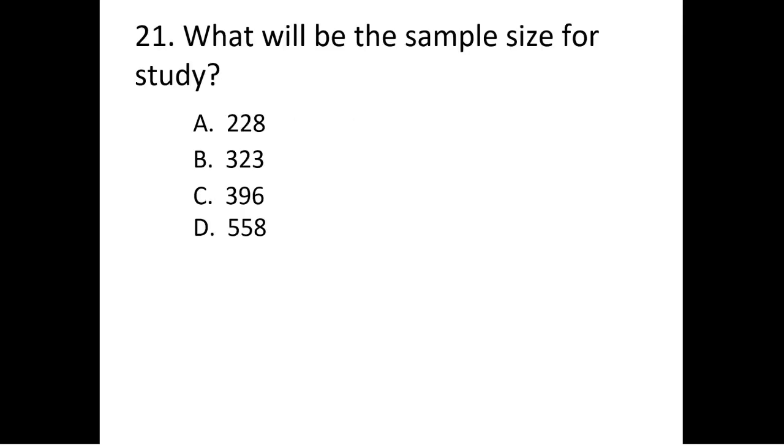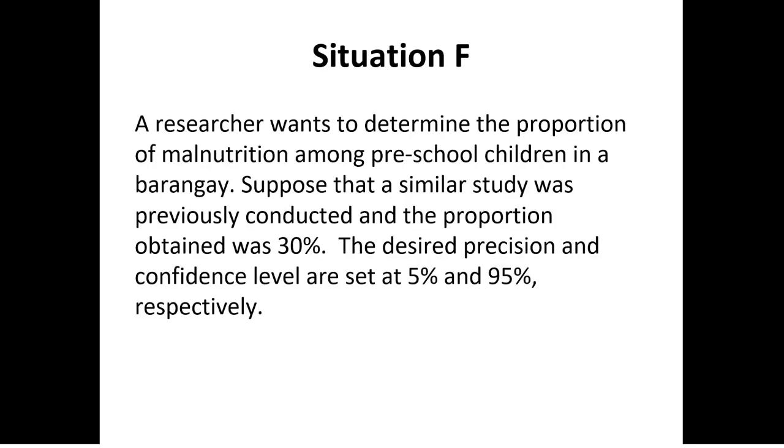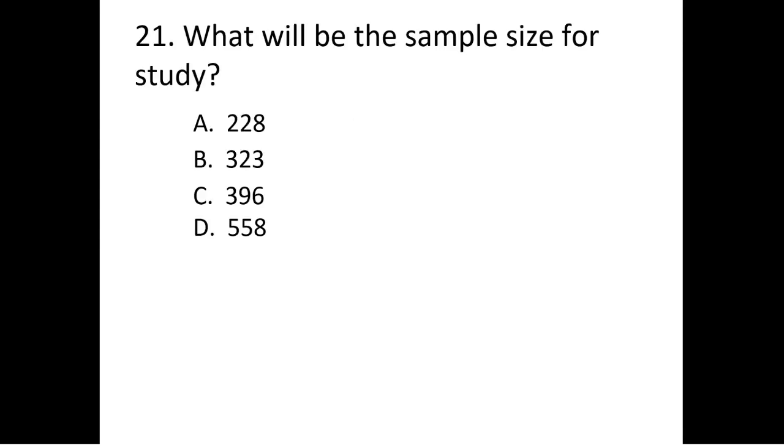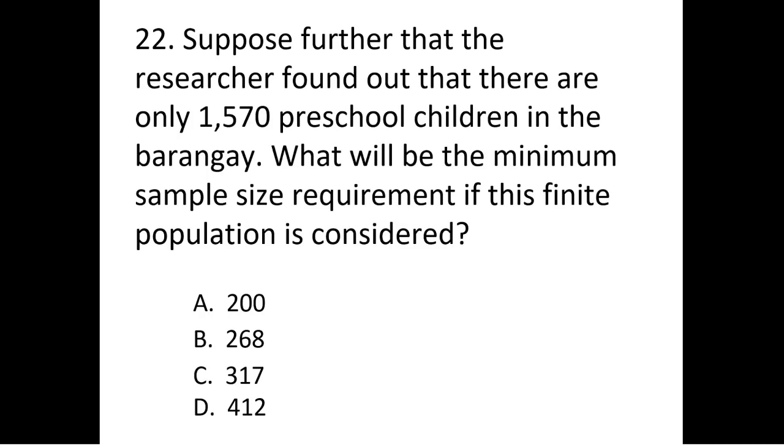And in order for you to answer number 21, you should be able to recognize the components of the formula inside the problem. Of course, our proportion is 30%. So p times 1 minus p is 0.3 times 0.7. Your z squared is 1.96 squared because we have a 95% confidence level. And then our margin of error is 0.05 squared. That should yield 323.